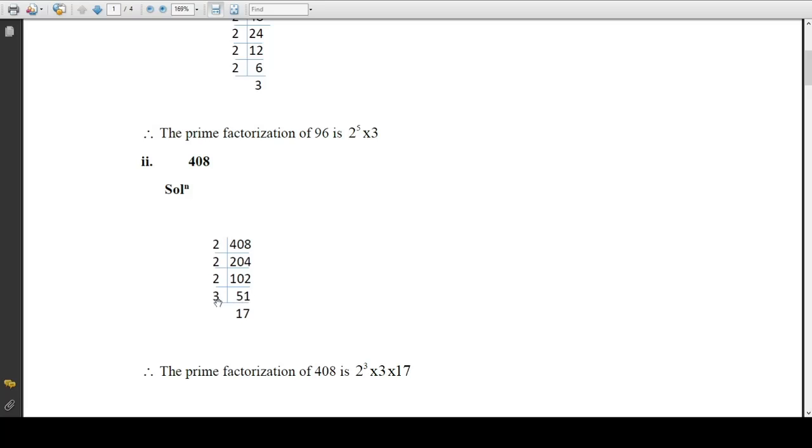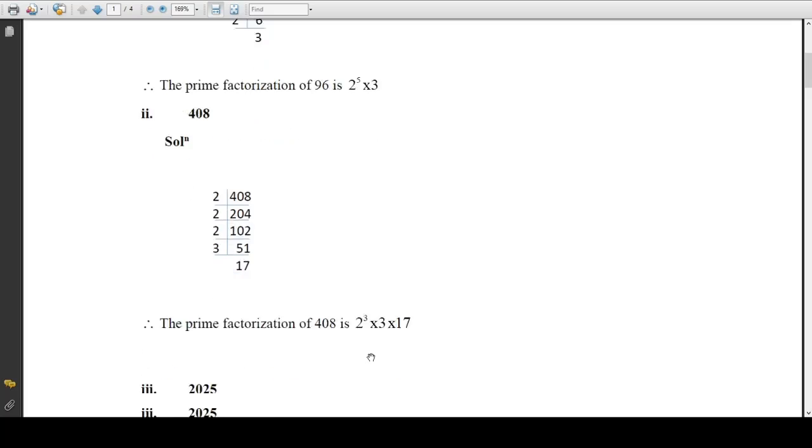Therefore you try to divide by the next prime, which is 3. Try with 3 whether you are able to divide it or not. Okay, let us try with 3. 3 1s are 3, then remainder is 2. 2 with 1, 21. 3 7s are 21. Okay, can you divide 17? No, because 17 is a prime number itself. Therefore the prime factorization of 408 is 2, how many times? 3 times. 3 and then 17.